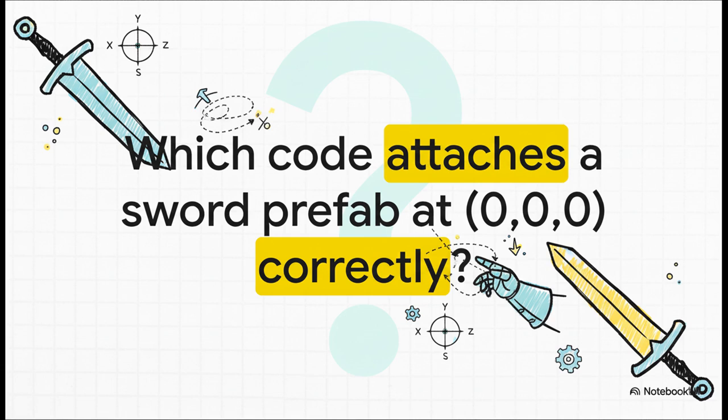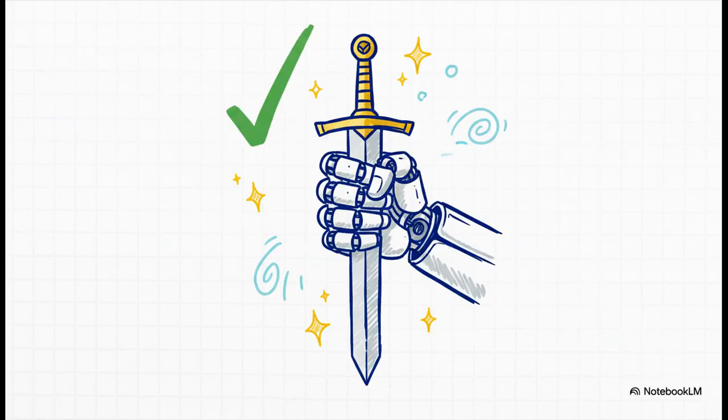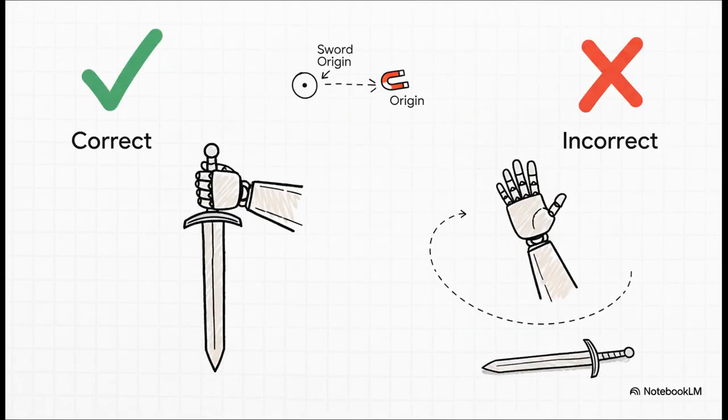Take a look. And the correct answer is C, using SetParent and passing in false. So why does this work? Because passing in false tells Unity, hey, forget about where this sword is in the world right now, just keep its local position of 0, 0, 0 and apply that to the new parent, the hand. That's what gives you that perfect snap. If you'd used true, the sword would have just stayed on the floor, which is definitely not what we want.